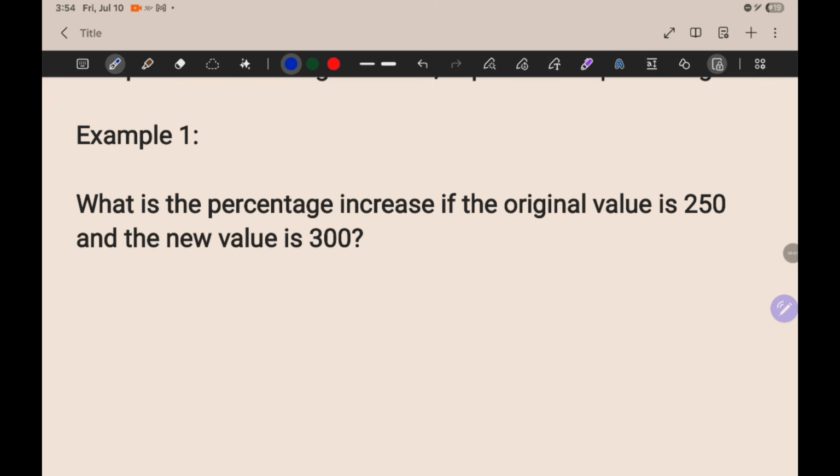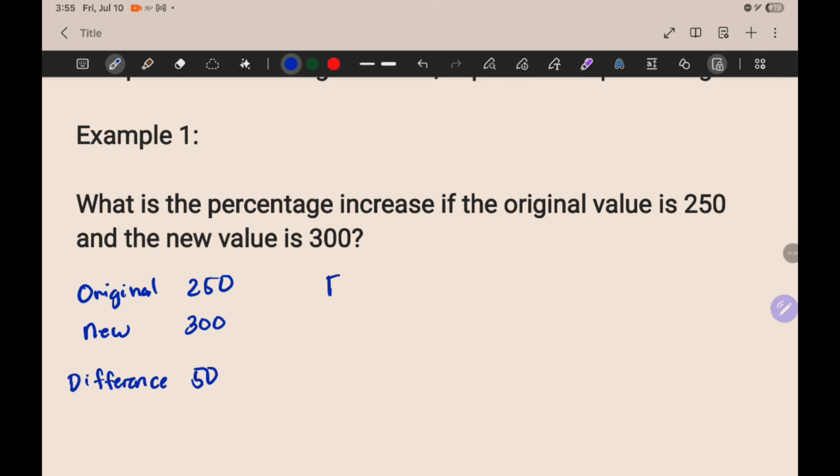So, in this, kailangan natin i-take note kung saan ba nagkaroon ng changes. First, take note natin yung original value. The original value is 250 and the new value is 300. Nakikita naman natin dito, from 250 tumaas tayo into 300. So, yung difference po nila ay equal to 50. Now, paano natin i-compute yung percentage increase?